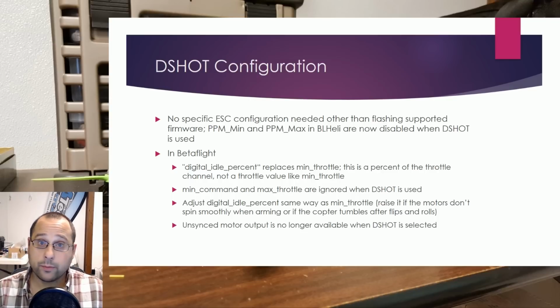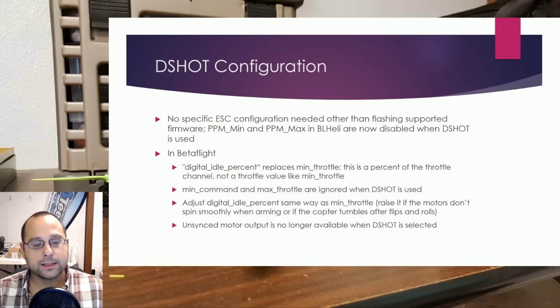Unsynced motor output is no longer available when Dshot is selected, and the argument goes that unsynced motor output is no longer needed. The only reason that you might need unsynced motor output is in an analog protocol if you want to retransmit the same value again and again and again as a sort of a form of error correction or dithering. We talked about that. With Dshot, you transmit the binary digital value and it gets to the other end, and there you go, right? So what's the point in retransmitting it?